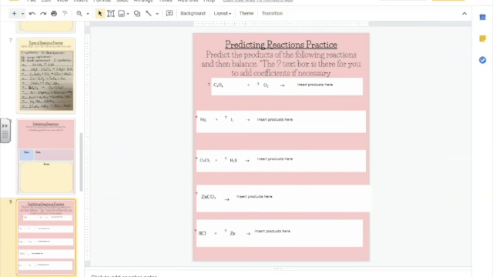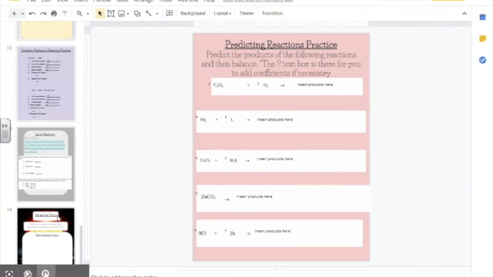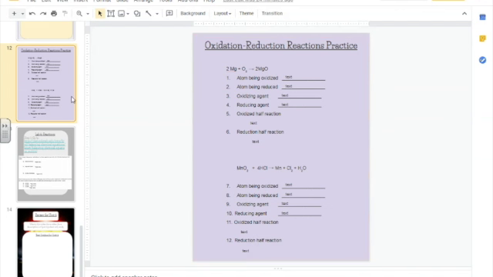So once you get that complete, if you go to slide 12, here is your oxidation reduction reaction practice problems. You have your equation, and then you'll have to fill in each of those blanks for that answer.